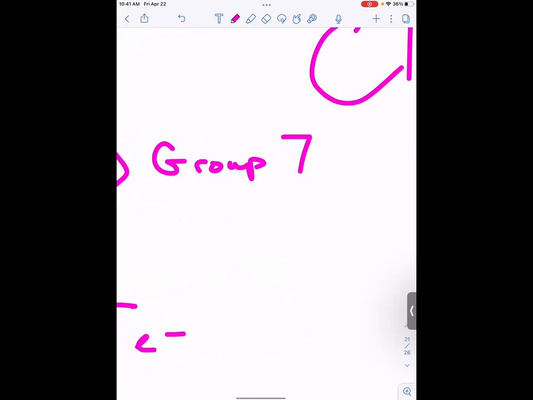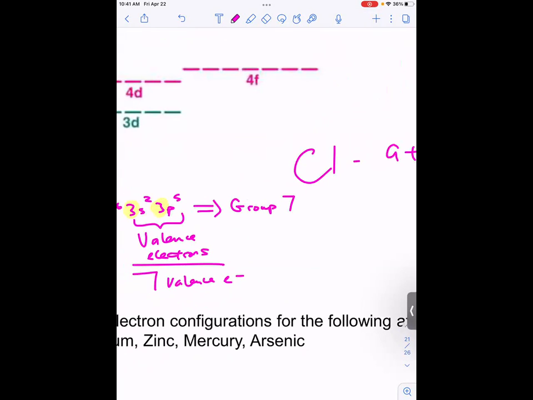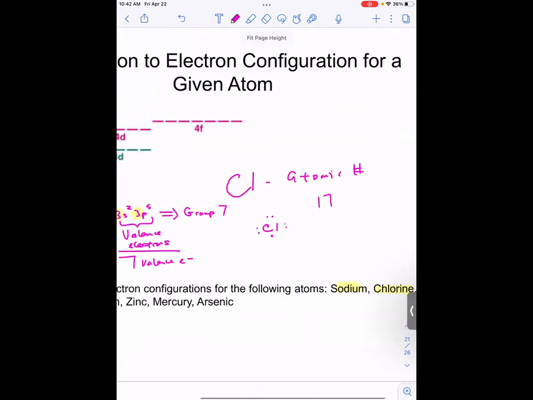The group number is always going to match the number of valence electrons. So that group number is telling you how many valence electrons are available for chlorine. So it's a group 7 element, which means it has 7 valence electrons. A lot of times when you see chlorine, it'll be written with 3 lone pairs and then a single unpaired electron, and that's indicative of the fact that it has 7 valence electrons. All right, any questions so far?